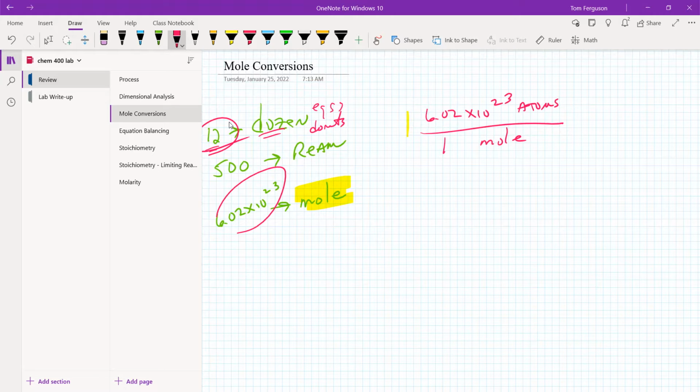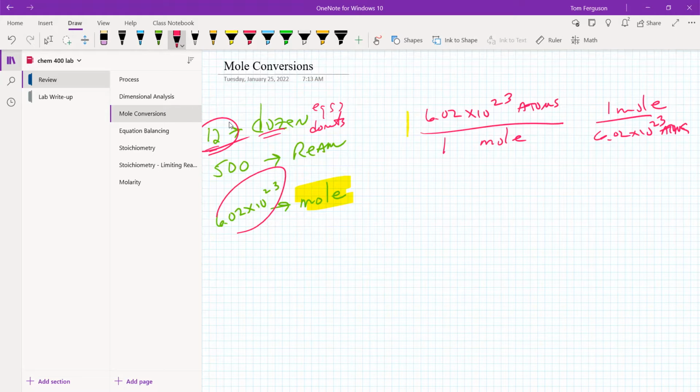Remember, with conversion factors, you always have the inverse. That means it's going to be 1 mole over 6.02 times 10 to the 23rd. Remember, all conversion factors have two forms, and you need to use the right one so your units cancel.